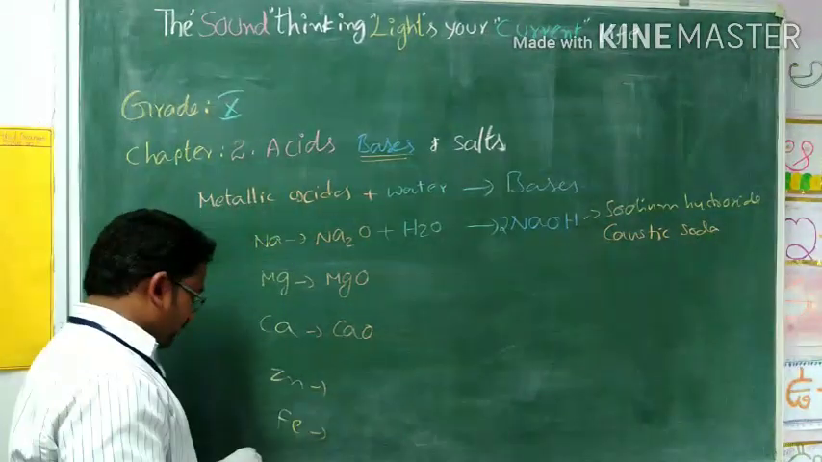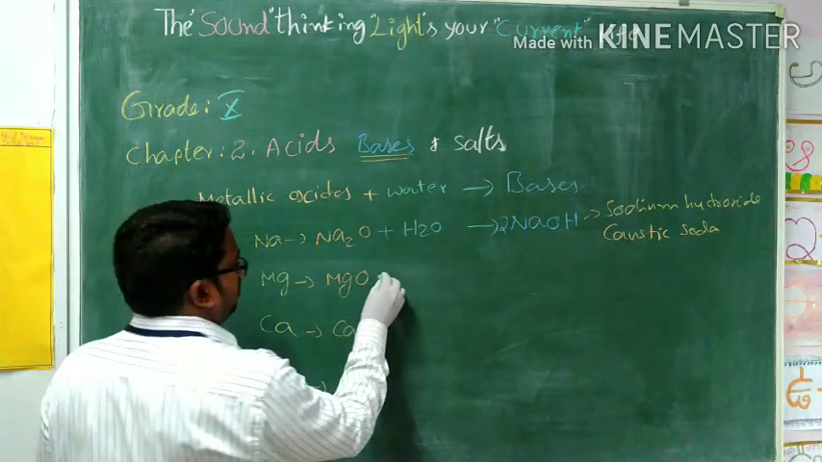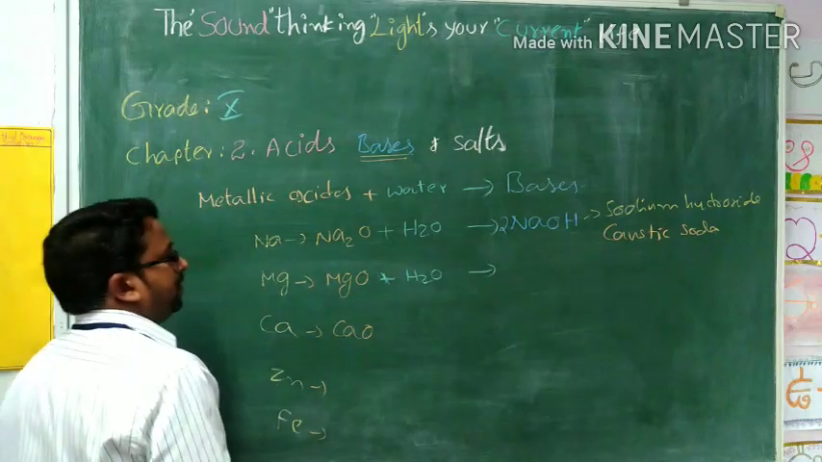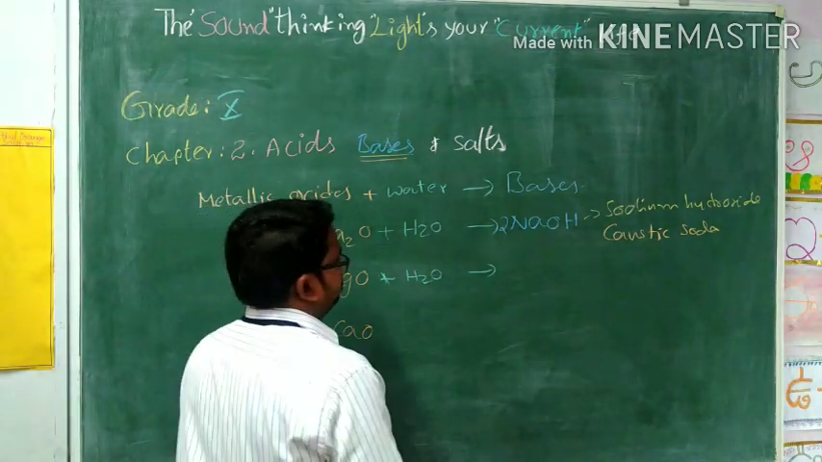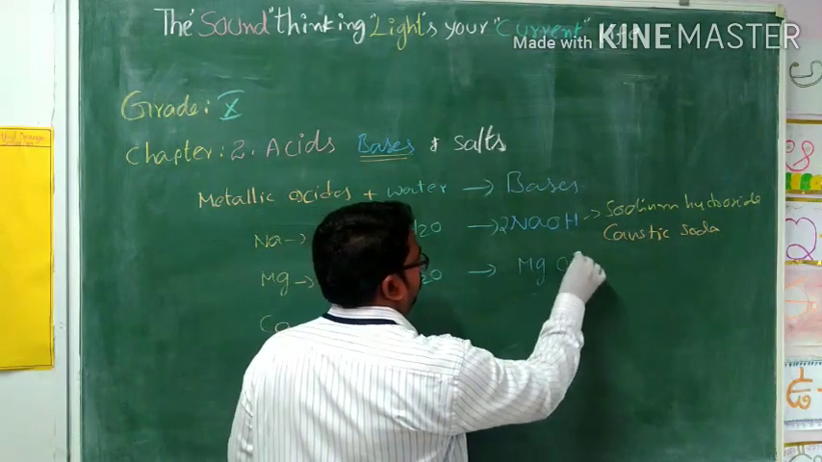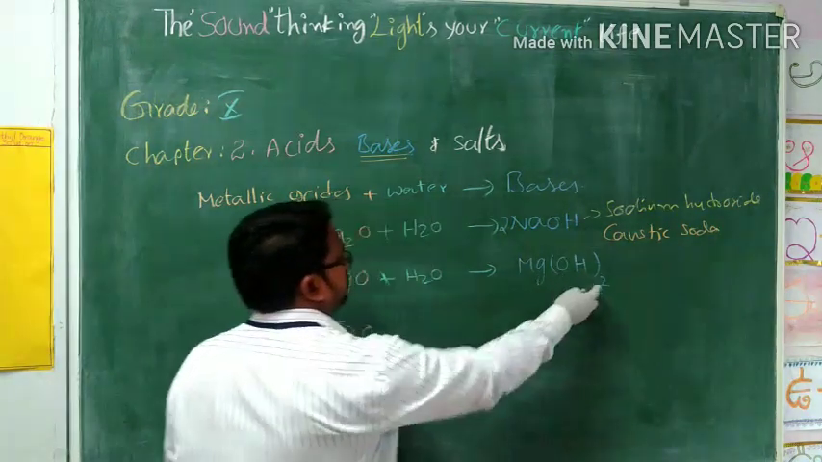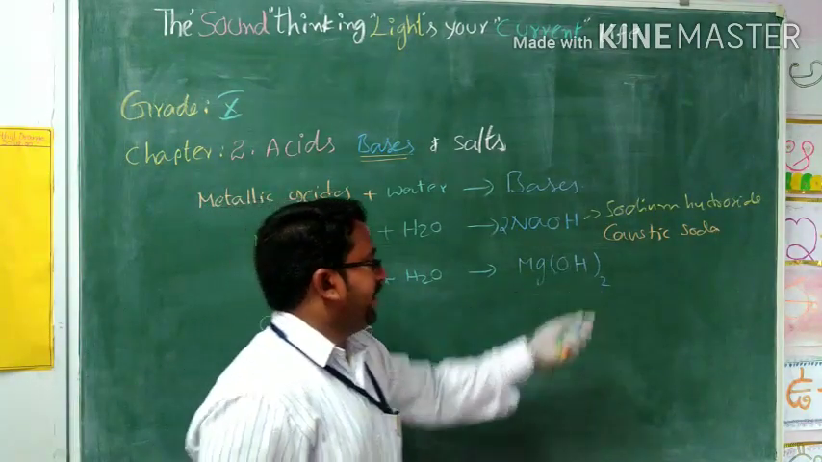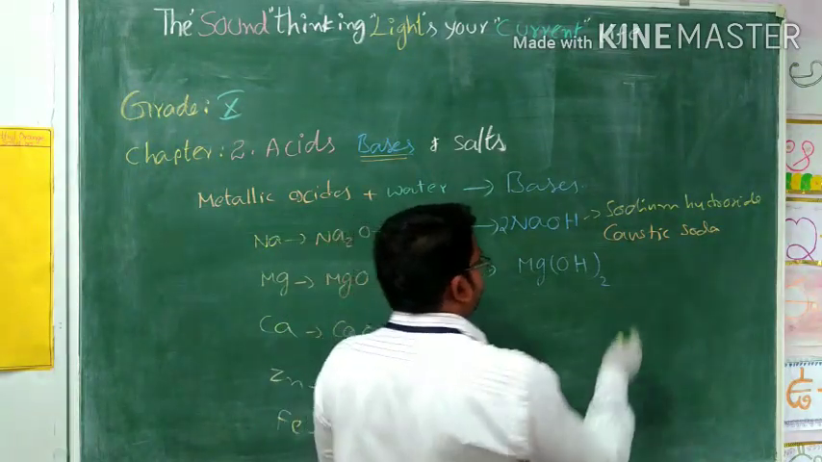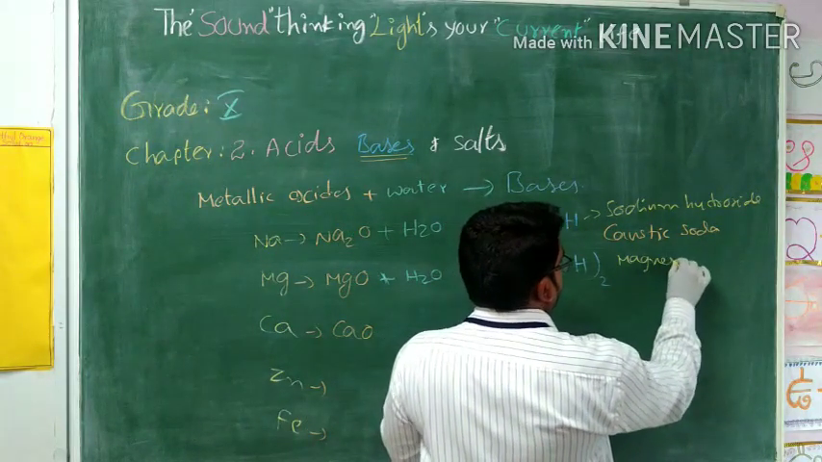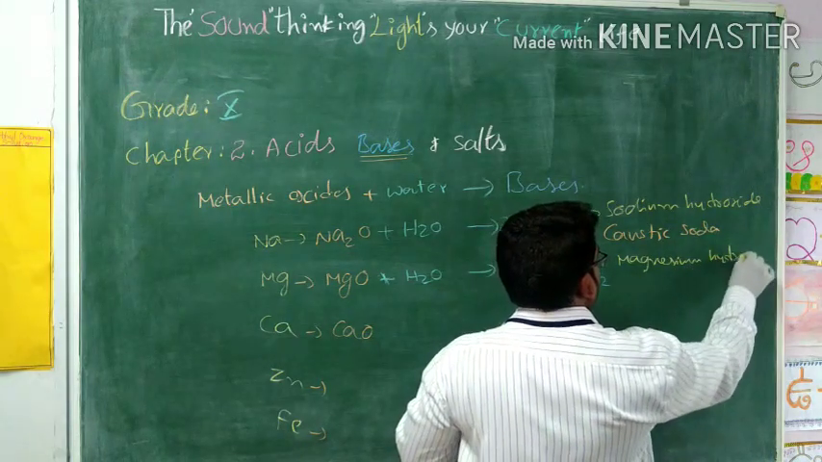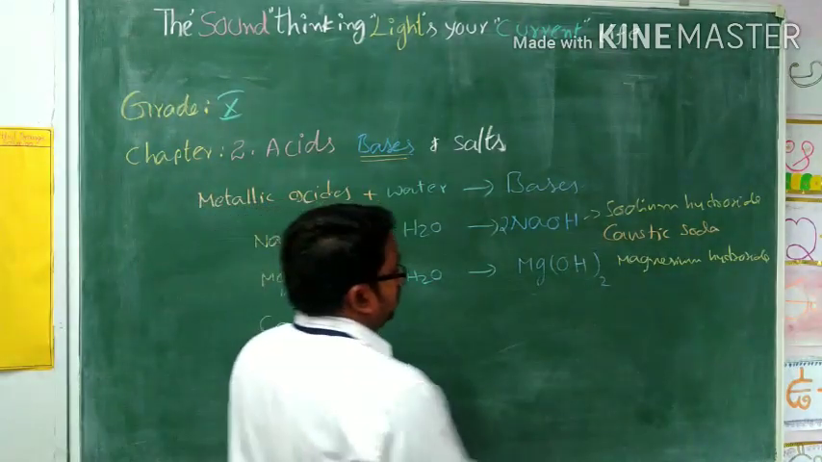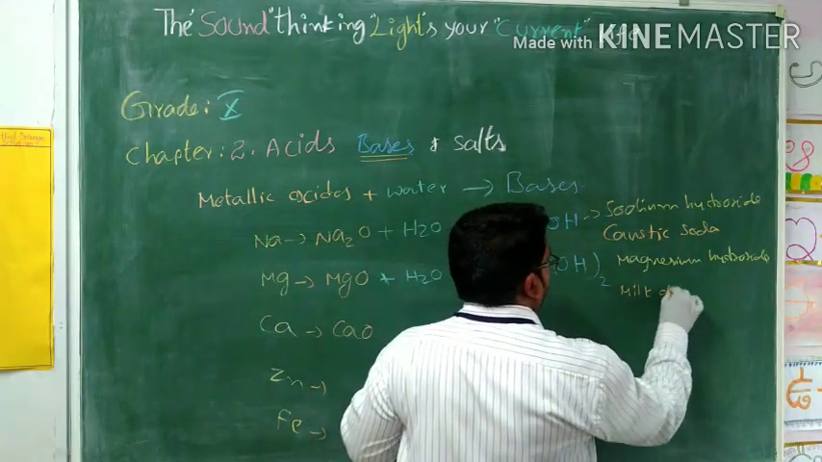Caustic soda, right? Then magnesium oxide also dissolves in water and gives magnesium hydroxide. OH is there, but the valency of magnesium is 2, so 2 OH ions have to be considered. Magnesium hydroxide is the chemical name, but there is a common name for this. That is what we call milk of magnesia.